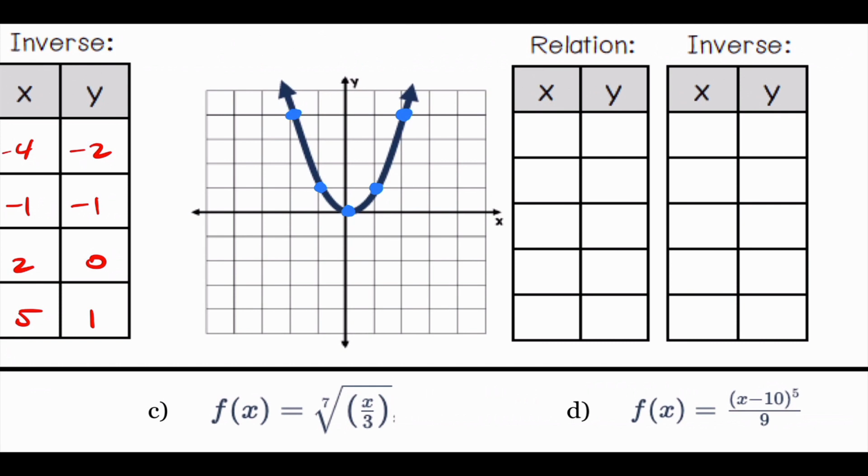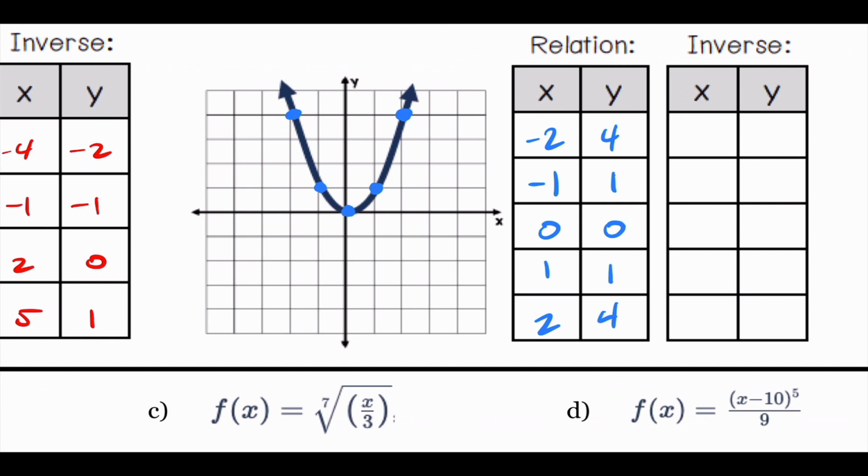Because the first dot, left 2, up 4. -2, 4. And then -1, 1. 0, 0. 1, 1. 2, 4. Those are all the dots.